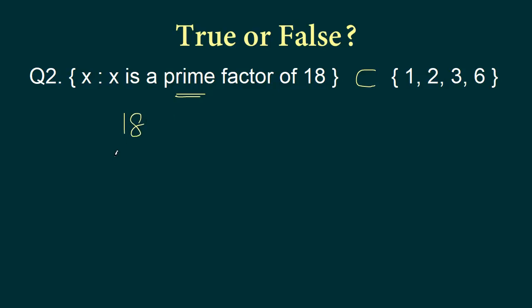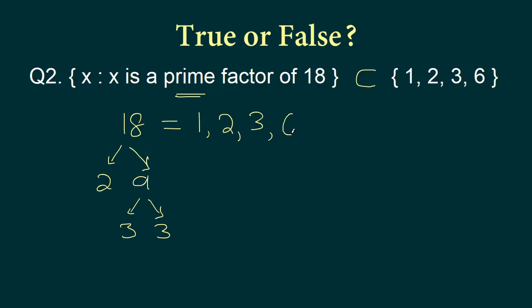We have 18. We can break 18 down as 2 times 9, and we can write 9 as 3 times 3. So what are all the factors of 18? Well, the number 1, then we have 2, then we have 3. Now we can multiply 2 and 3, so 6 will be a factor. We can multiply 3 and 3, so 9 will be a factor, and obviously the number 18 itself. So these are all the factors of 18. Now from this, what are the prime factors? We see that only the numbers 2 and 3 are prime factors.